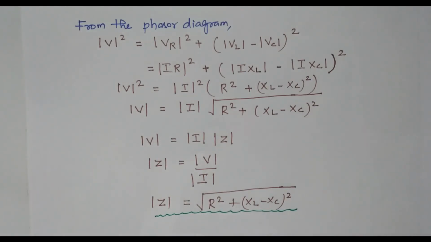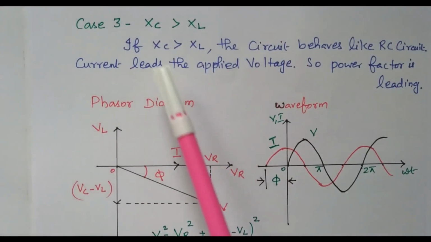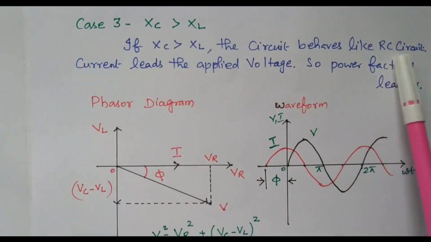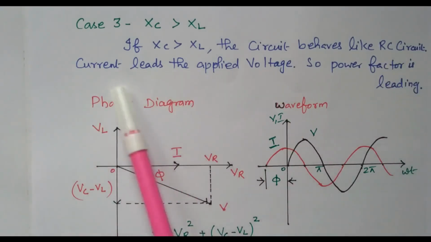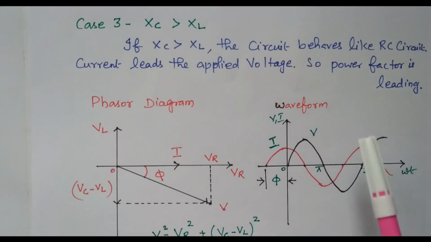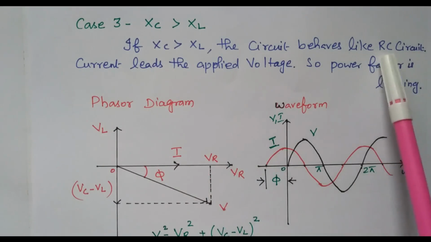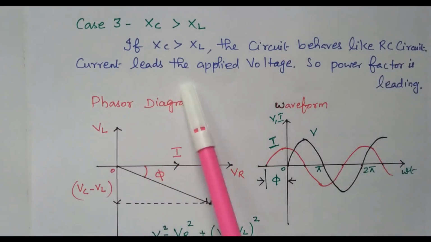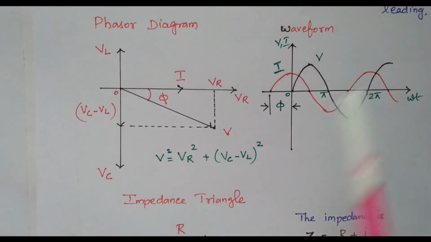Now we'll go to the third case. In this, capacitive reactance is more than the inductive reactance. XC is greater than XL. So this circuit will act as an RC circuit, resistor and capacitor circuit. Capacitor circuit means current is leading the voltage. Current is leading the applied voltage, so the power factor is also leading. So due to more capacitive reactance, the circuit acts as an RC circuit. Based on that we have the phasor diagram and waveform.